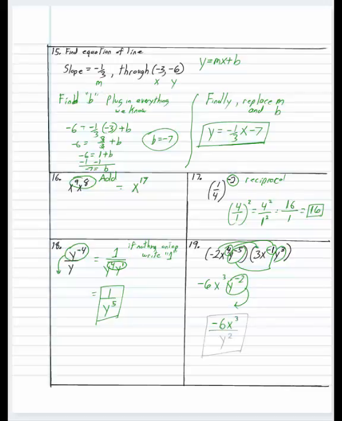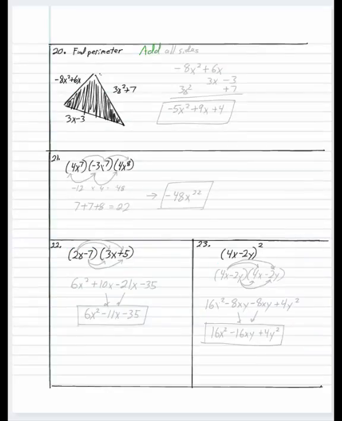Number 20 would like us to find the perimeter. In order to find the perimeter, we would add all sides. So this becomes negative 8x squared plus 6x, and 3x minus 3, and 3x squared plus 7. I wrote it like this because notice how all the like terms are already lined up ready to go. Negative 8 plus 3 is negative 5x squared. 6 plus 3 is going to be 9x. And negative 3 plus 7 is 4.